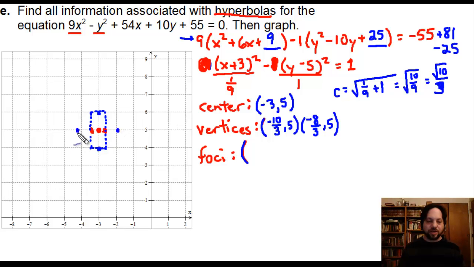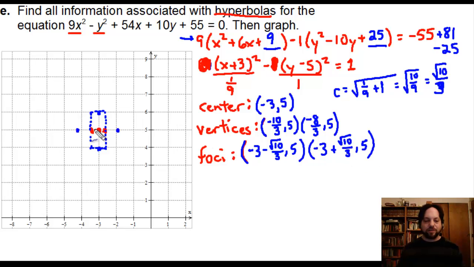So I'll get a focus there and a focus there. If I want to write these down, that'll be negative 3 minus the square root of 10/3, comma 5. There's one focus. And then my other focus will be negative 3 plus the square root of 10 over 3, comma 5. So I've kind of drawn them there, but there's what they're defined as. So I think we're good.